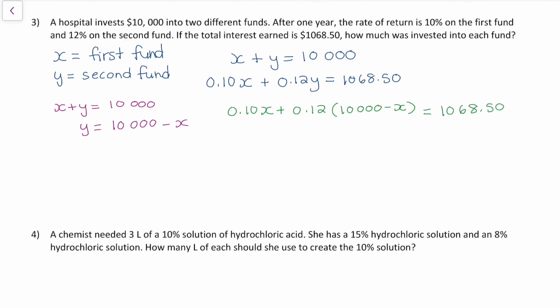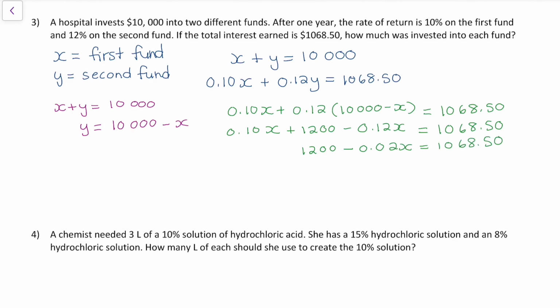I'm going to expand my bracket. So 0.12 times 10,000 is 1,200 minus 0.12x equals 1068.50. I'm going to combine my x's. So I get 1,200 minus 0.02x equals 1068.50. And then I'm going to subtract 1,200 from both sides.